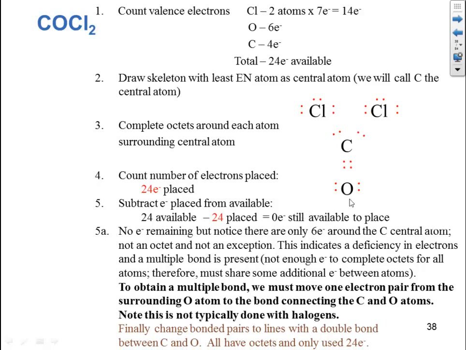And now what you see is I have 8 around my chlorine, 8 around my other chlorine. I have 2, 4, 6, 8 around my carbon, and I have 2, 4, 6, 8 around oxygen. So everything has an octet, and I still only used my 24 electrons. 2, 4, 6, 8, 10, 12, 14, 16, 18, 20, 22, 24. So finally, all we got to do is take our bonded pairs and draw lines, which gets us the following. I got a single bond between carbon and chlorine for each of them, and a double bond between carbon and my oxygen.